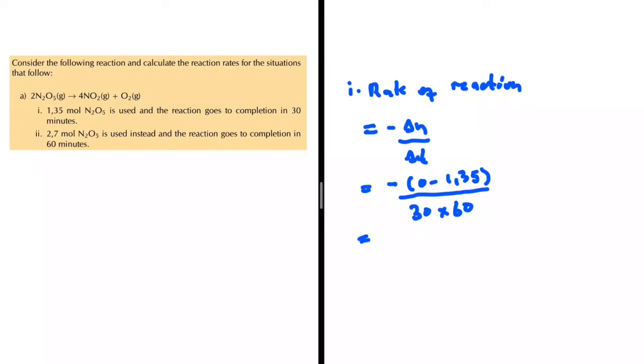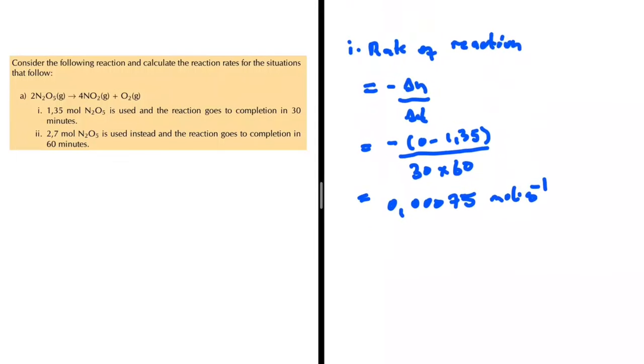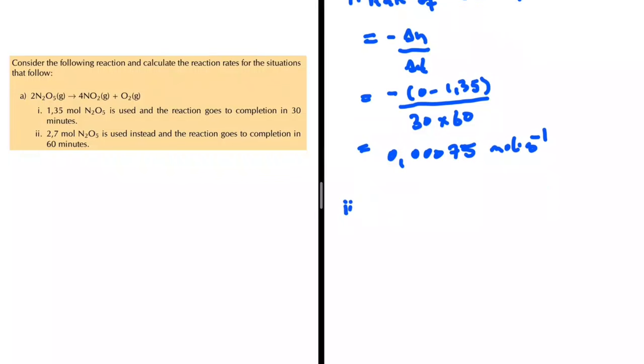So 1.35 divided by 30 multiplied by 60. This is equal to 0.00075 moles per second. Okay, there we go. That is the average rate of reaction in Roman figure 1. Let's take a look at Roman figure 2, the rate of reaction.